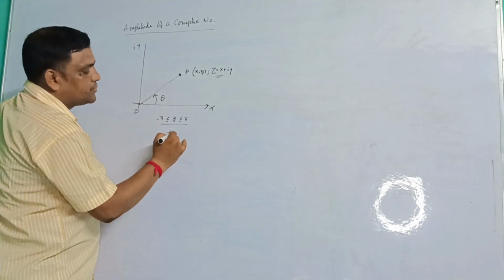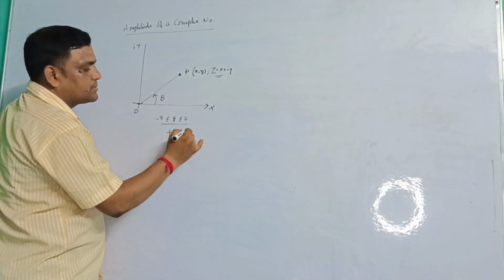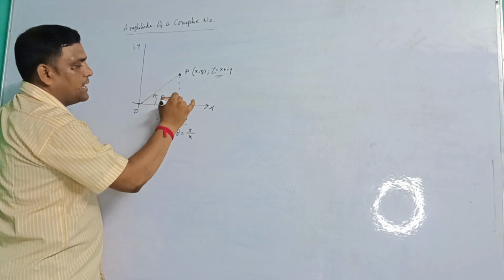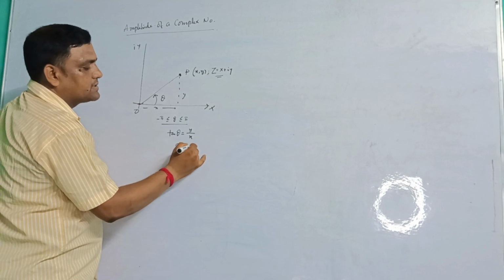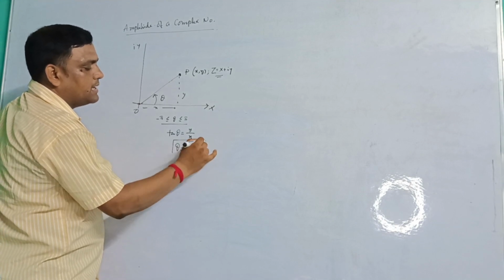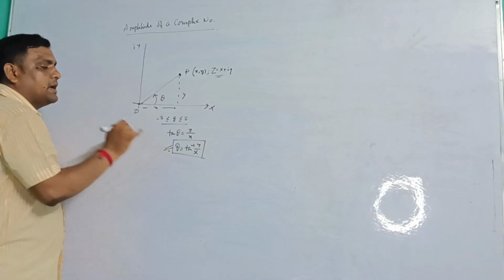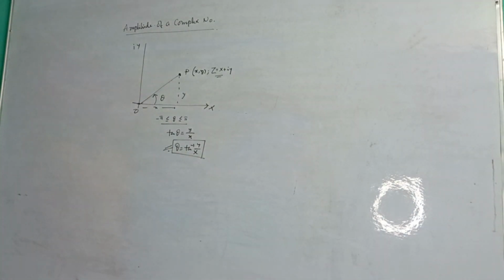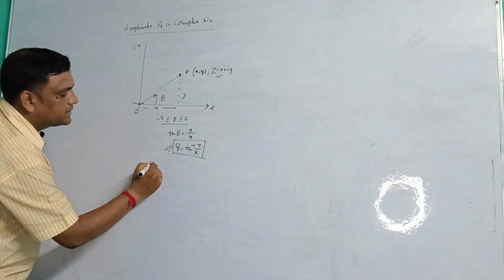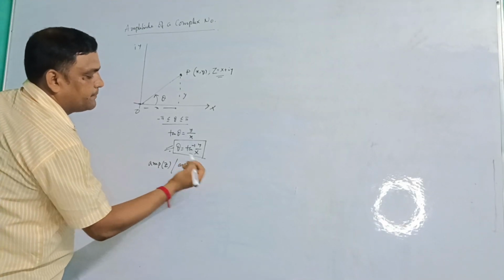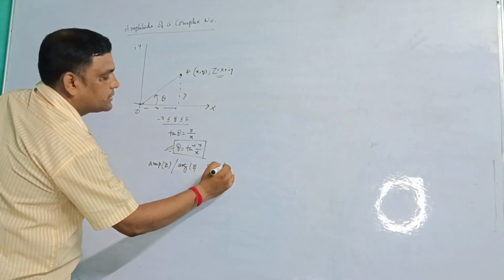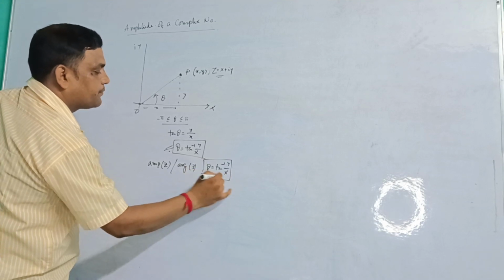Then for the amplitude, tan theta is equal to y by x, this is your y and this is your x, so you can write y by x, or theta is equal to tan inverse y by x. So this is your amplitude or argument of a complex number, and basically it's defined as arg z, the argument of z. So this becomes theta is equal to tan inverse y by x.